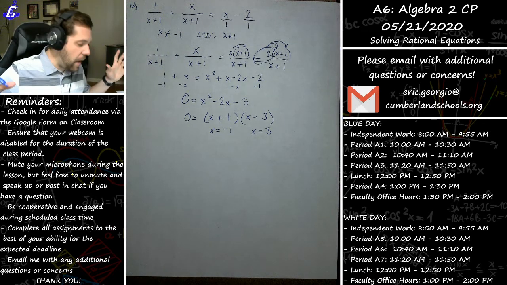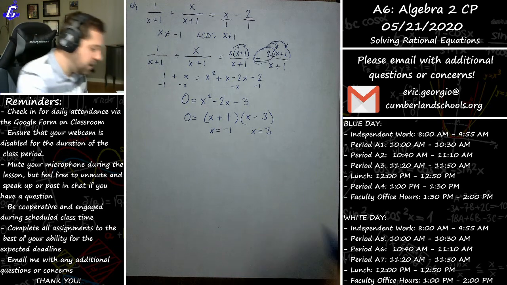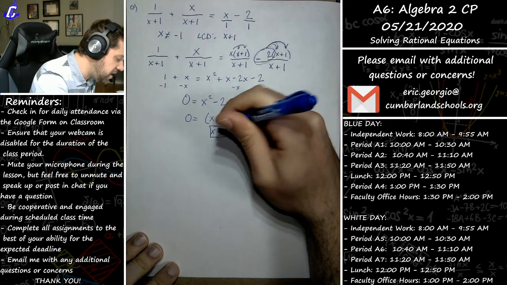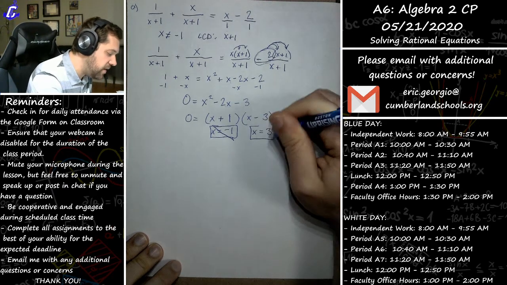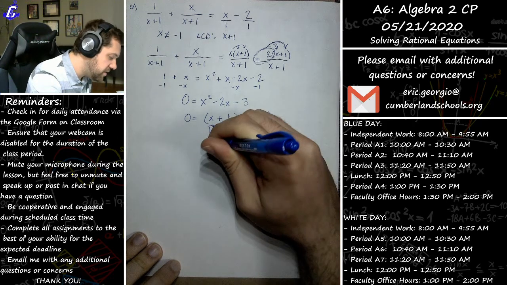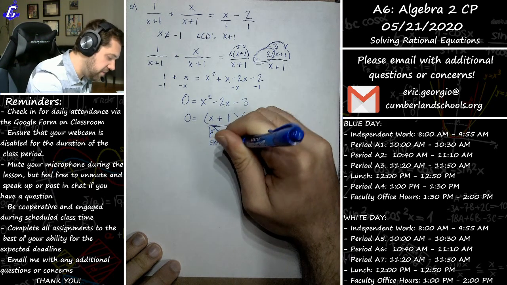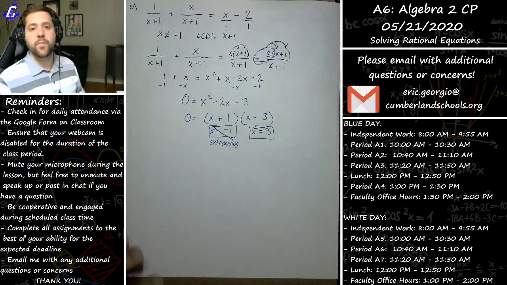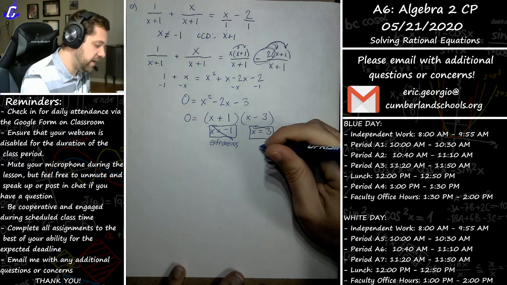Oh, but wait a minute. Wait a minute. Just like last time, right? x equals -1. Bad news. What's going on here? A lot of extraneous stuff. That's what's going on here. Extraneous stuff. But we do still have one solution of this problem of x equals 3.